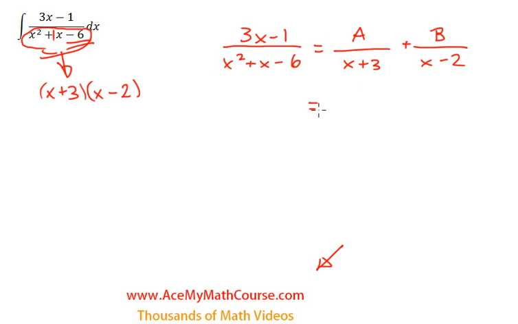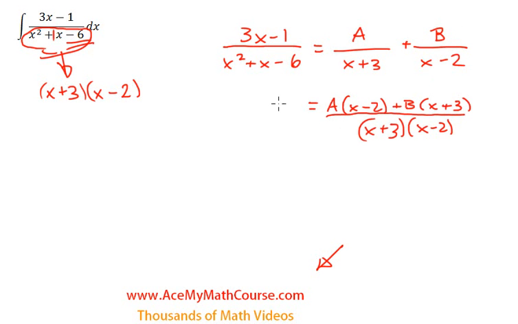And to do this, I will need to multiply the first fraction by x minus 2 over x minus 2, so I get a times x minus 2, so we can get a common denominator, right? And the common denominator would be x plus 3 times x minus 2 anyways. And the second fraction I'll multiply by x plus 3 over x plus 3, so I get b times x plus 3. And the left-hand side, of course, stays the same.